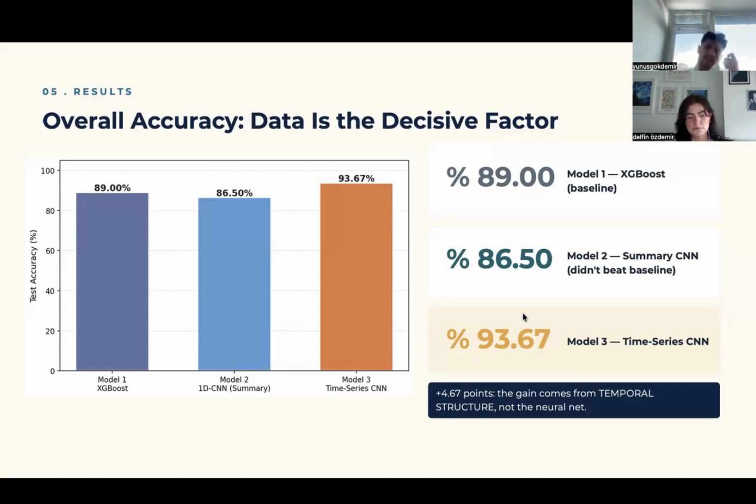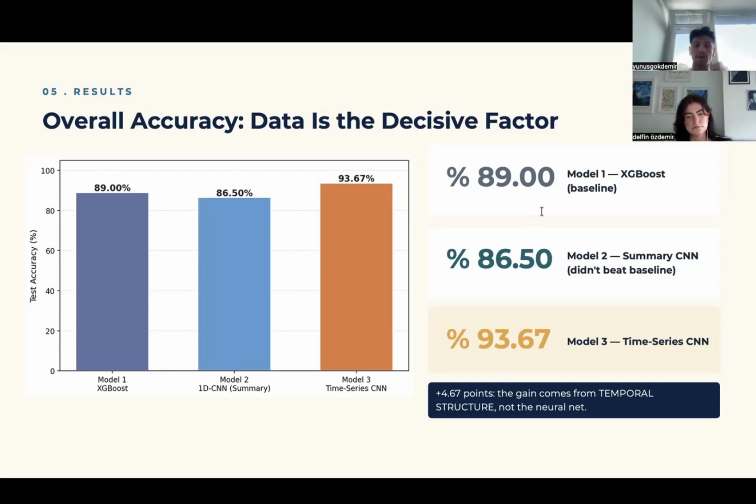Secondly, and this is a key result. When we take the exact same CNN architecture and feed in the time series representation, accuracy jumps to 93.67%. It's a huge number. That's a 4.67 point improvement over the strong baseline. And remember, the architecture, the optimizer, the data split were all held fixed. So this change can be attributed to one thing only: preserving the temporal structure of the audio.